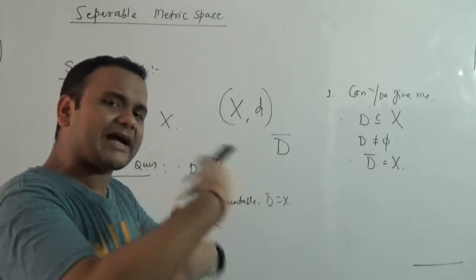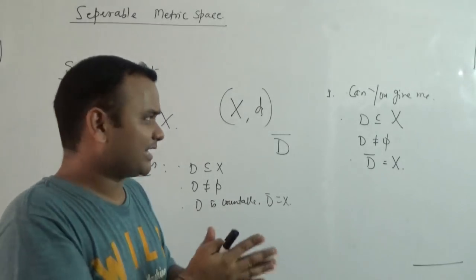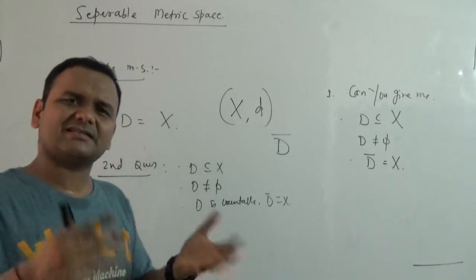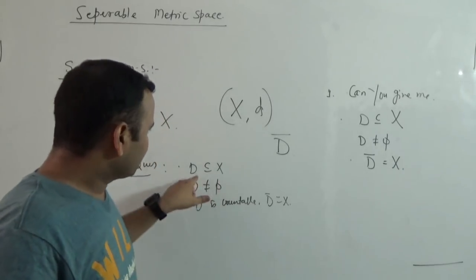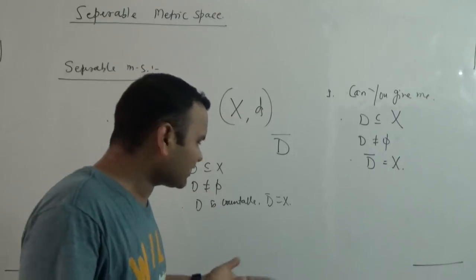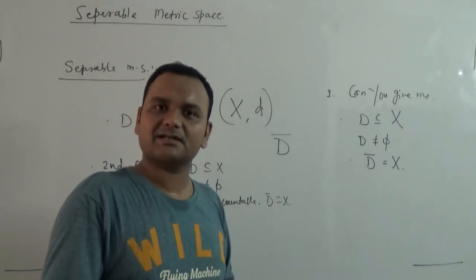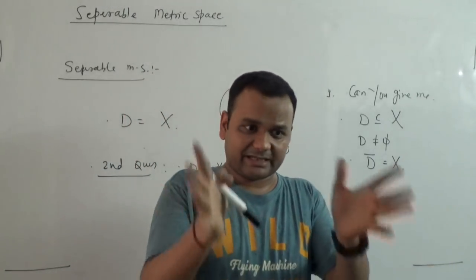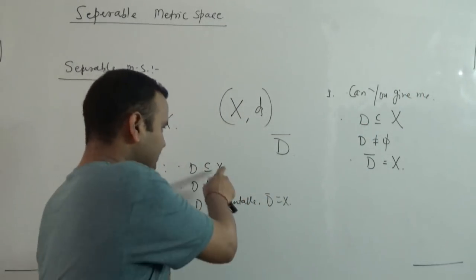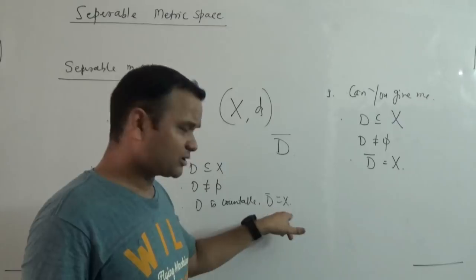Now I'll refine it. We need more things. Might be you are taking D equal to X. So my next question is, do we have a proper set, right? So the natural question is, D is a subset of X, fine. Can we have a countable dense subset for any metric space? If you give me a metric space and I'm demanding, can you give me a countable subset of X such that the closure is equal to X?